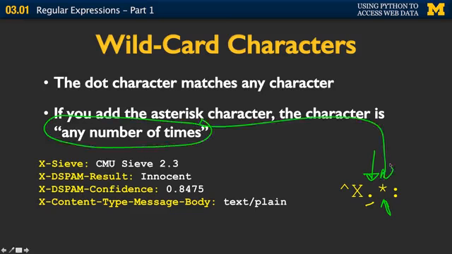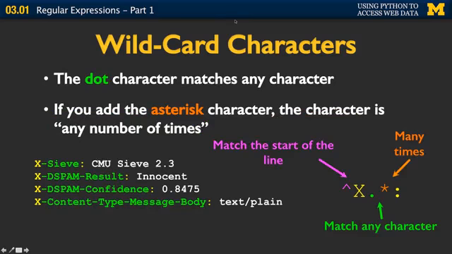So if we carefully look at what this is saying, I am interested in my little programming language in matching the start of the line, followed by the letter X. The letter X is just the letter X, it's not special. And then followed by any character, and then these two things go together. Star dot means any character as many times as you like, followed by another colon.